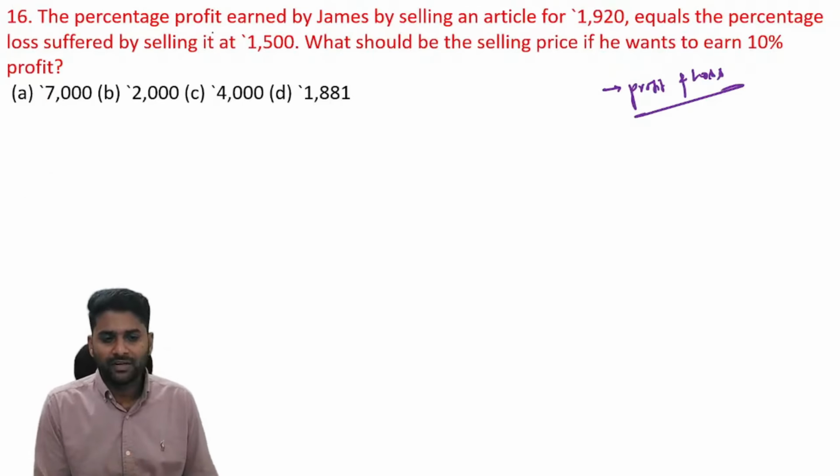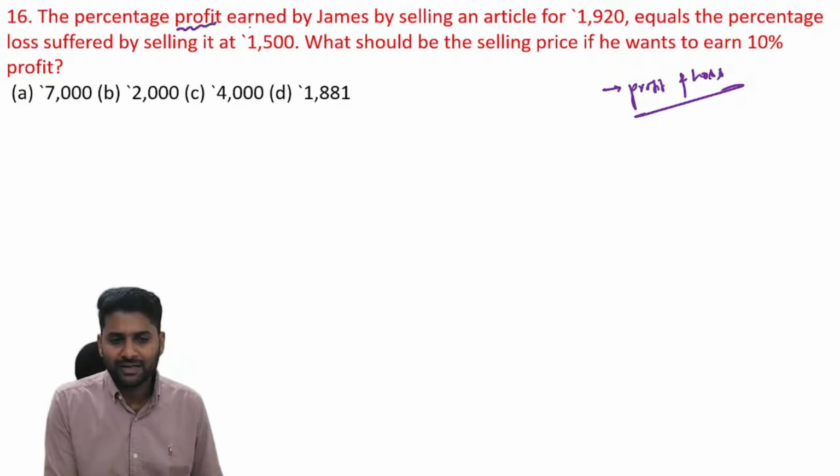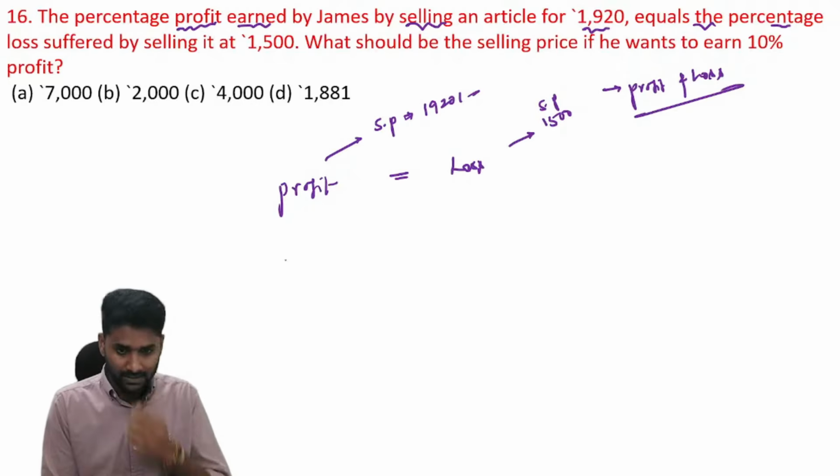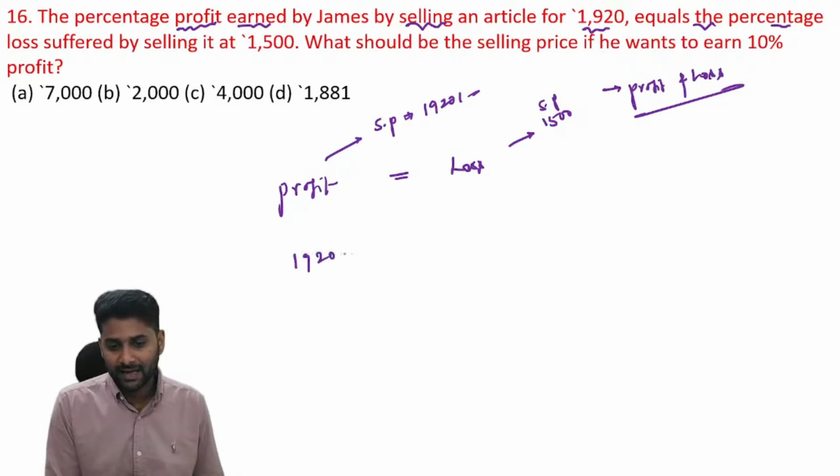The percentage of profit earned. They clearly mention that profit is earned by selling an article for 1920, which equals the percentage of loss while selling it for 1500. See, profit is all about selling price being higher than cost price. That's why profit is selling price minus cost price. Loss is cost price minus selling price.